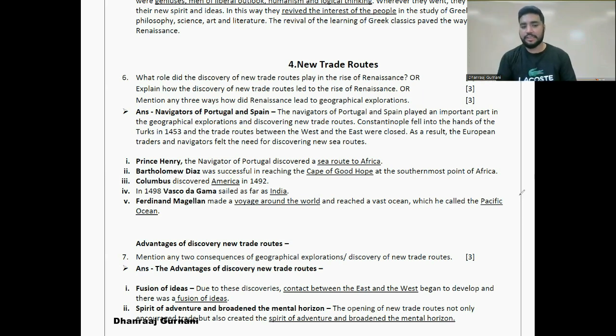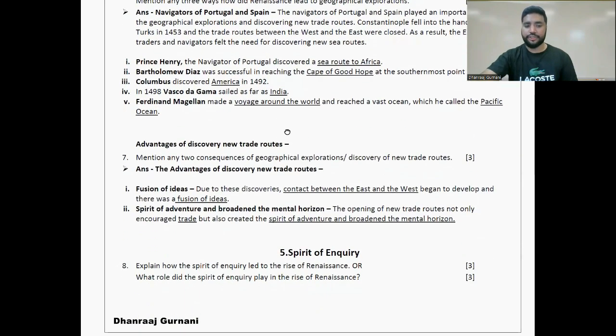These are 5 examples of new discovery and new trade routes. First one, Prince Henry, the navigator of Portugal, discovered a sea route to Africa. Second one, Bartholomew Dias was successful in reaching the Cape of Good Hope, which was the southernmost point of Africa. Vasco da Gama sailed as far as India, 1498, and Ferdinand Magellan made a voyage around the world and reached the vast ocean which he called the Pacific Ocean. So, 5 examples of discovery of new trade routes.